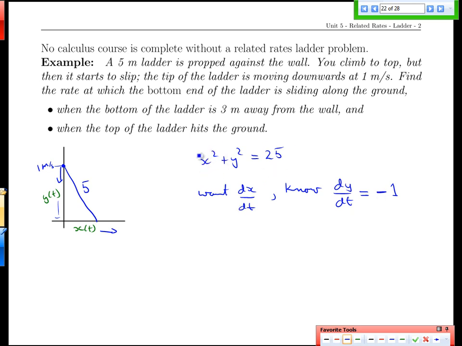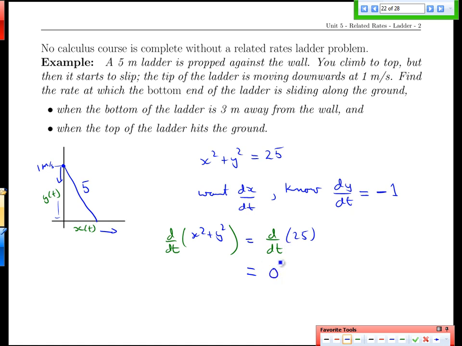Okay, so now we have an equation that's always true, a few things that we know and that we want. Now we're going to take the derivative with respect to time of both sides: x squared plus y squared on the left side, and do the same thing on the right. So we're taking time derivatives because we're interested in rates of change, and the natural units for that in this case would be meters per second.